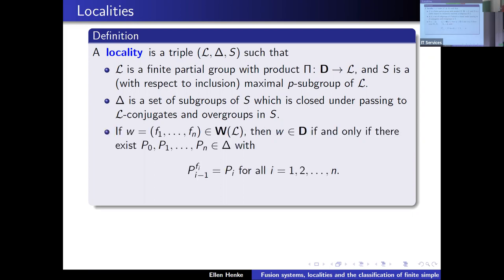And then similarly, as in the example before, I can basically control the domain of a product by looking at conjugation of elements of Delta. Localities can be used to construct categories, which for special kinds of localities correspond to linking systems. And Delta would then be the object set of this category. This is why one also calls this the object set of (L, Delta, S).